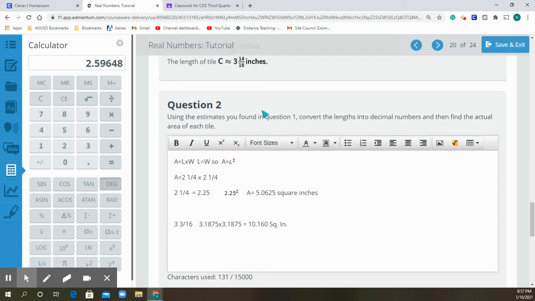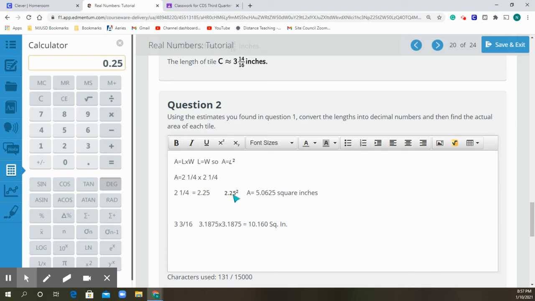Okay. So question 2 says, using the estimates you found in question number 1, convert the lengths into decimal numbers. So we're going to take the approximates, 2¼, and convert it into a decimal. So what is 2¼ converted to a decimal? If you remember from before, we converted decimals by doing 1 divided by 4 equals 0.25. So 1/4, 1 divided by 4 equals 0.25, and then the 2 stays.